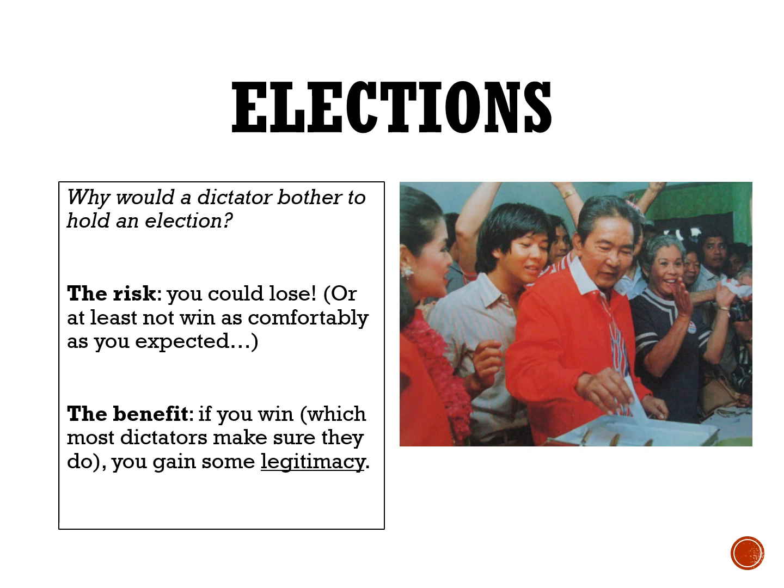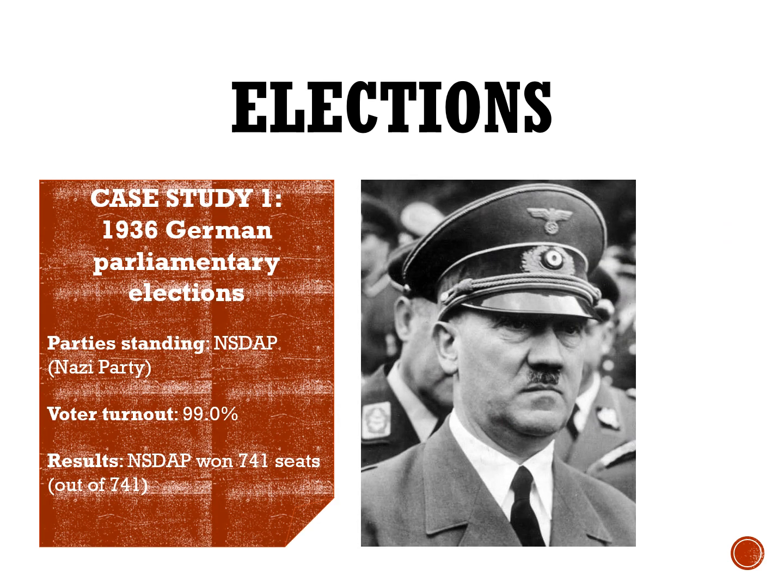So in Nazi Germany, the Nazis continued having elections, even though they'd already banned all other parties after 1933. And in 1936, there were elections to the German parliament. Now, of course, there's one party which is allowed to stand in this election, which is the Nazi Party. And they made sure that everyone turned out to vote.